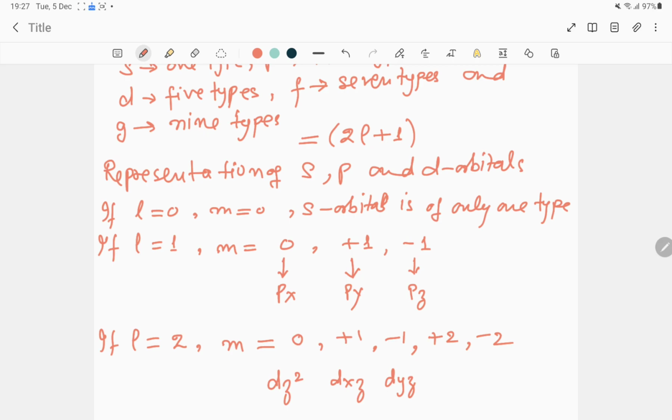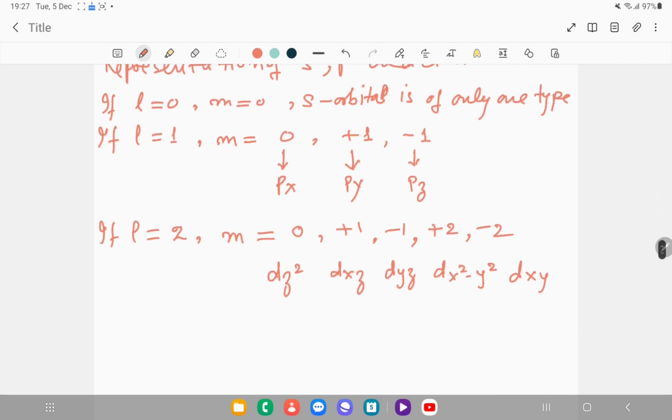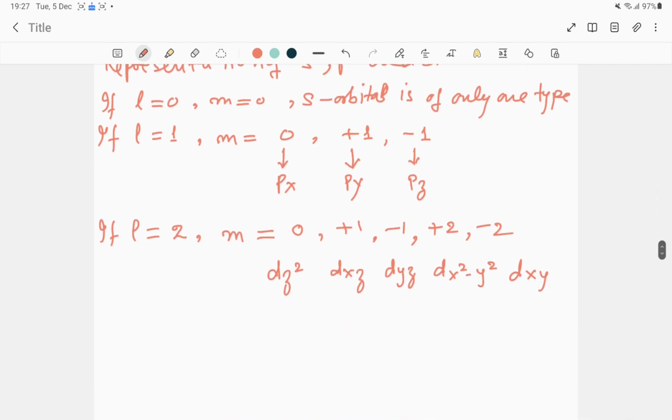If the value of m is plus 2, then the d orbital is called dx square minus y square. And if the value of m is minus 2, then the d orbital is known as the dxy orbital. F and g orbitals are very complicated. So this is all about the magnetic quantum number.